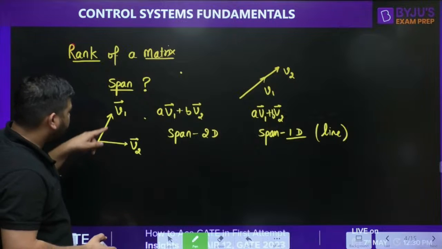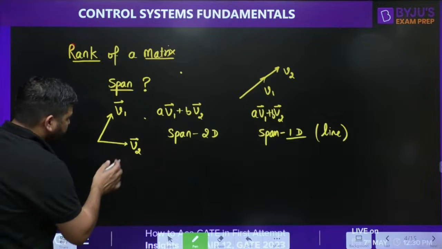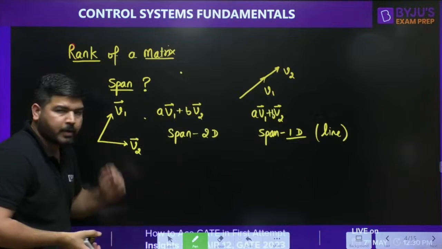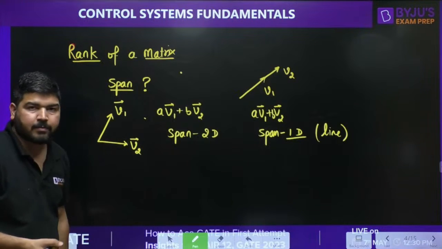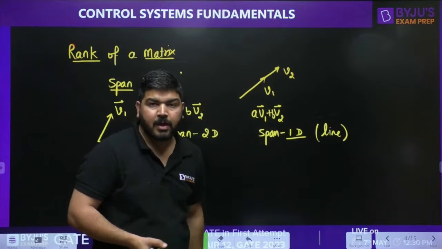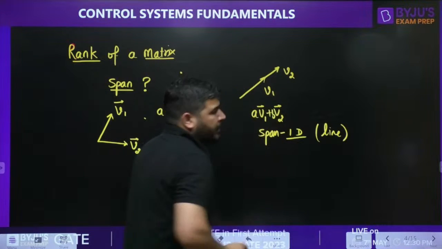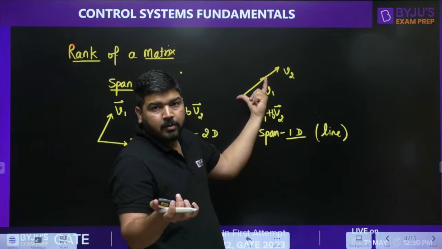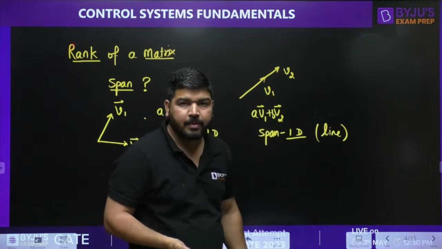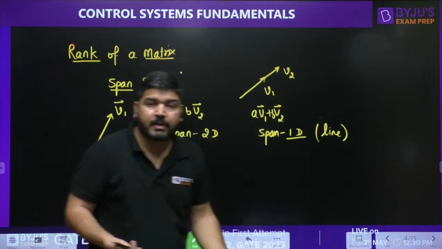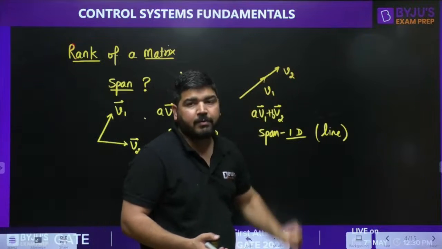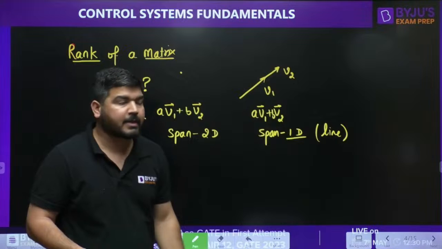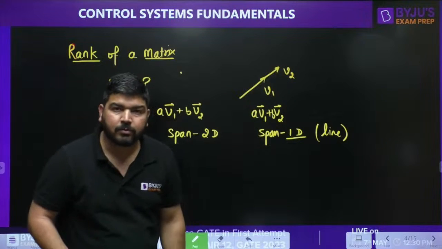You can see that here in this case, you cannot represent V2 in terms of V1. They are independent. But in this situation, you can represent V2 in terms of V1. You can say that V2 is 1.5 times V1. It means you can represent V2 in terms of V1. Similarly, you can represent V1 in terms of V2. You can say that V1 is 2/3 of V2.